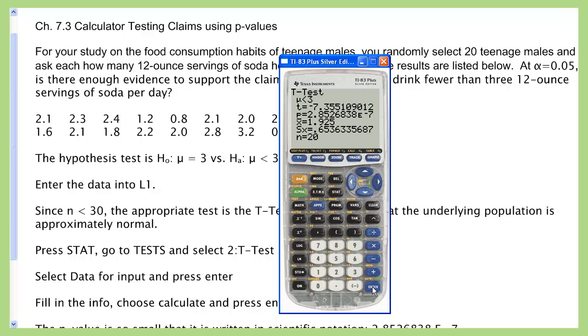And when I press Calculate, you see there's the number that I was telling you about. There's the mean again, 1.925. There's the sample standard deviation. We know we had 20 entries. There's that number written in scientific notation.